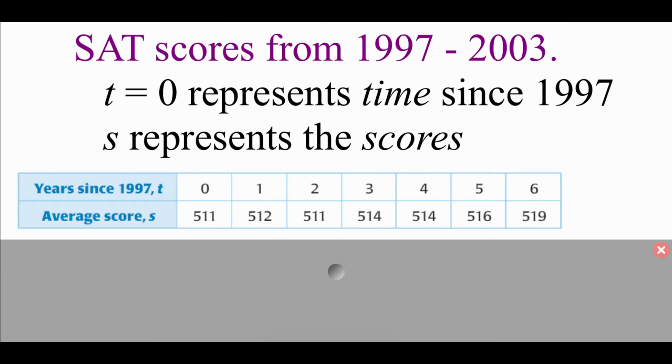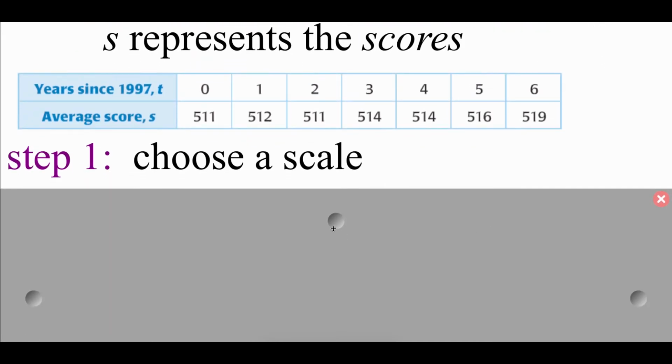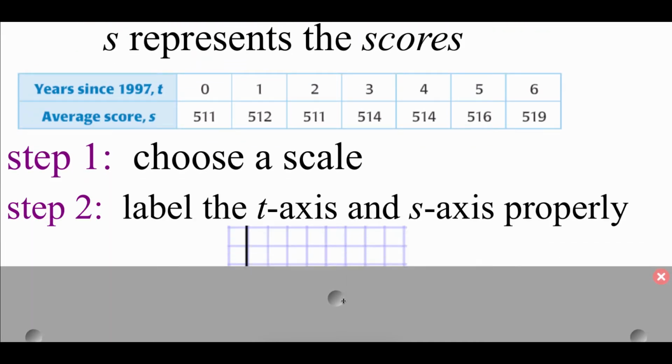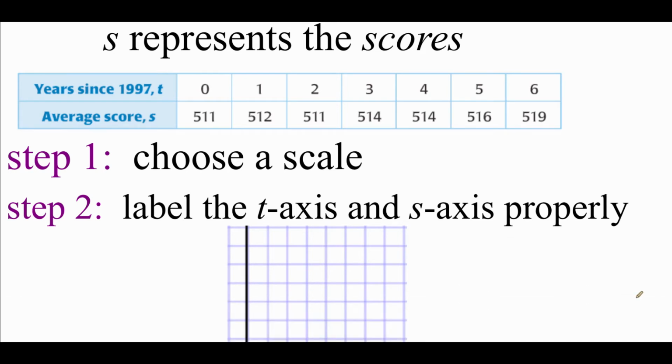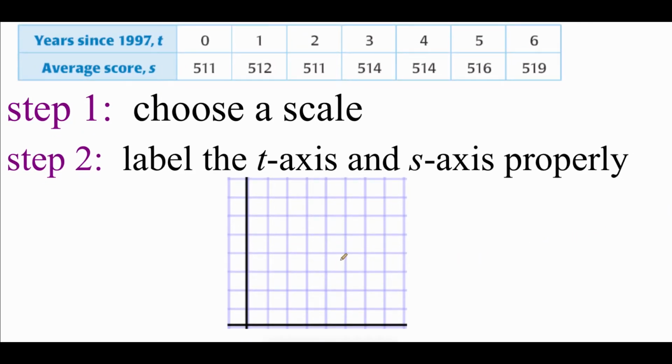Now in this next example, we're going to look at SAT scores, and we're going to look at scores from 1997 to 2003. We're going to let t equal 0 represent the time since 1997, and that's going to be in years, and s is going to represent the average score. Now what we're going to do in here is we're going to choose a scale that we're going to use on our graph. Then we're going to go through and do some labeling with our axes, and then finally at the end, once we get that stuff taken care of, we'll plot out all of our points.